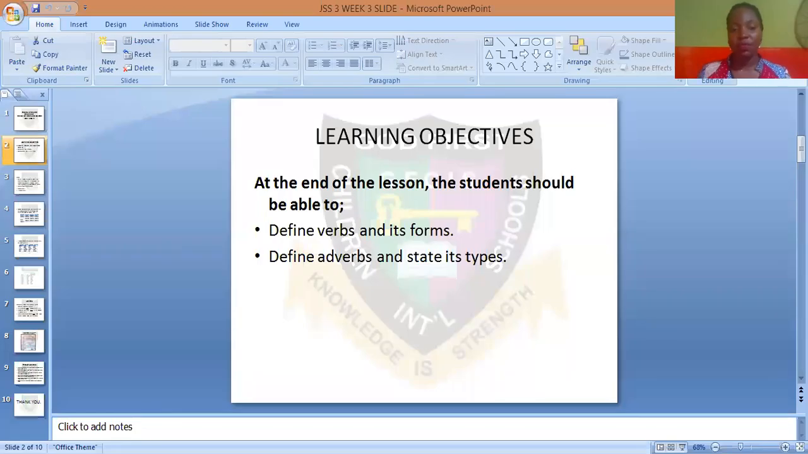So before we continue with this class, there are basic and important things we expected to know at the end of this class, which leads us to our learning objective. At the end of the lesson, you should be able to define verbs and its form. You should also be able to define adverbs and state its types.